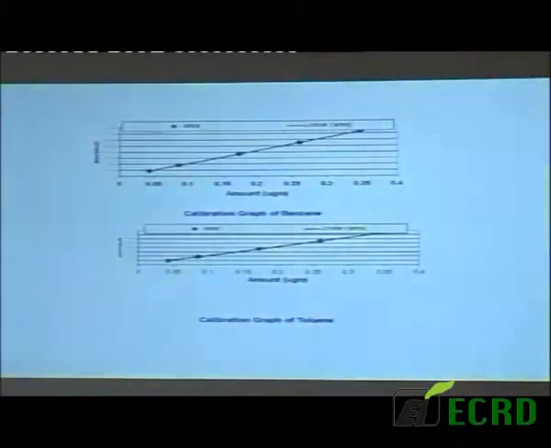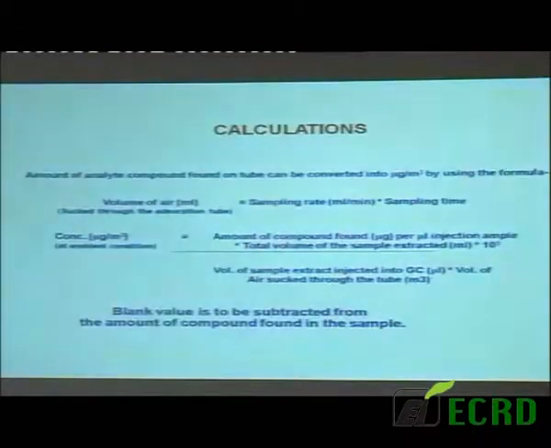Next, please. And these are the calibration graphs for benzene and toluene. So you have to check that your calibration graph should be linear. Next, please. And this is the calculation part. Calculation for volume of air, sampling rate and sampling time, and then calculation for the concentration of the benzene or toluene. You can calculate like this. Next, please.